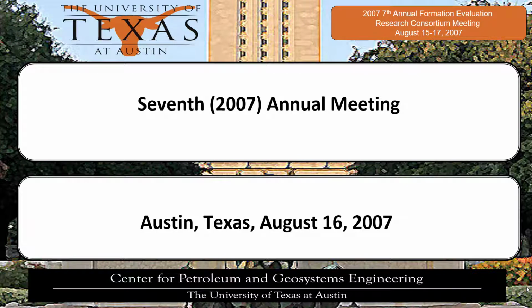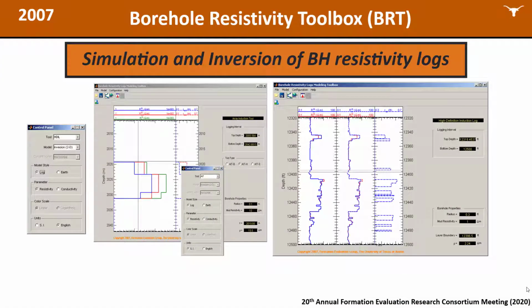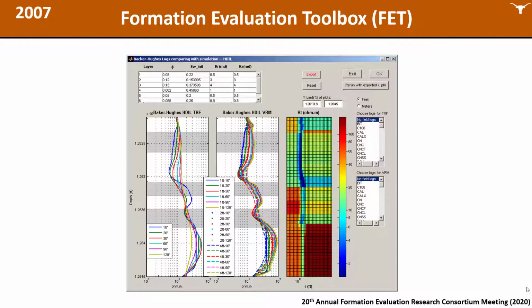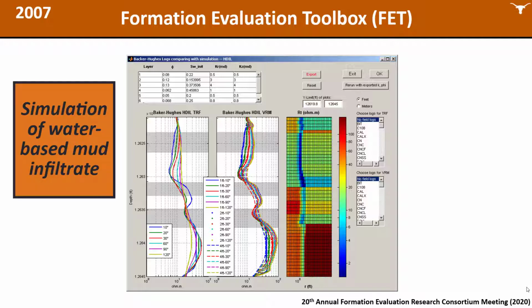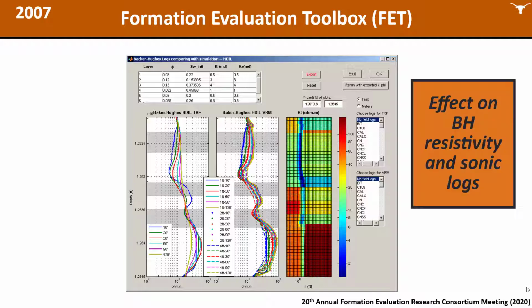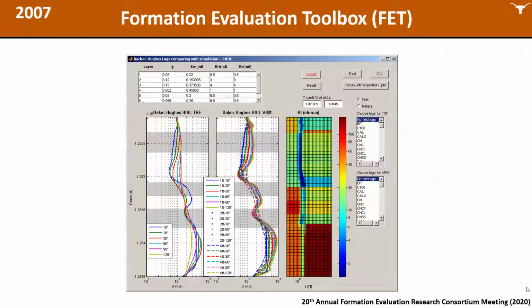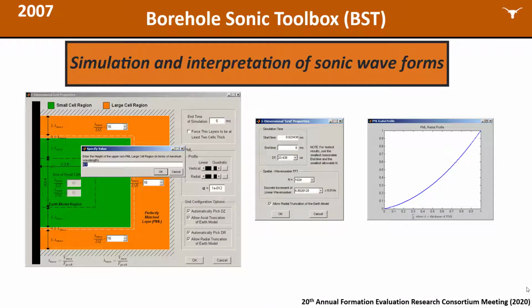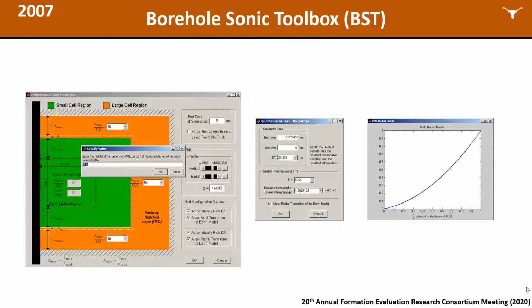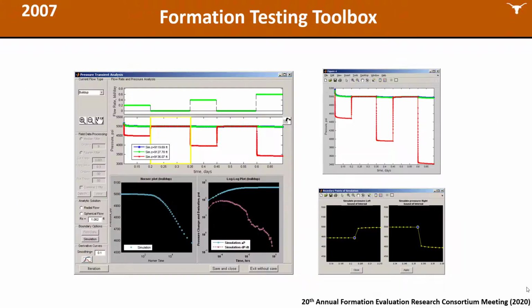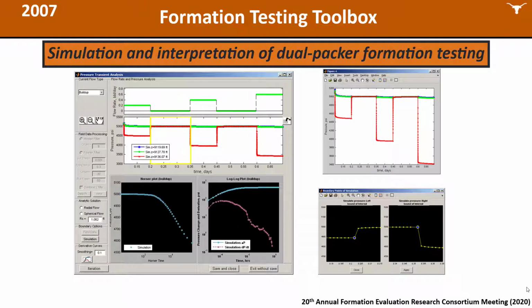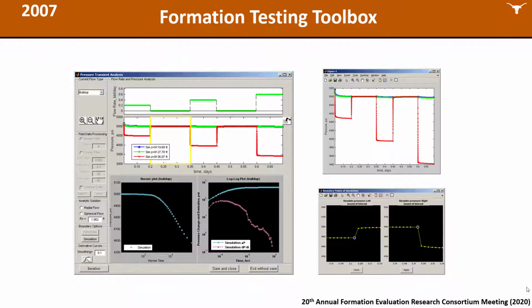4 software tools were presented in the 2007 consortium meeting. They are the Borehole Resistivity Toolbox for simulation and inversion of borehole resistivity logs, the Formation Evaluation Toolbox for simulation of water-based mud infiltrate and effect on borehole resistivity and sonic logs, the Borehole Sonic Toolbox for simulation and interpretation of sonic waveforms, and the Formation Testing Toolbox for simulation and interpretation of dual-packer formation testing.